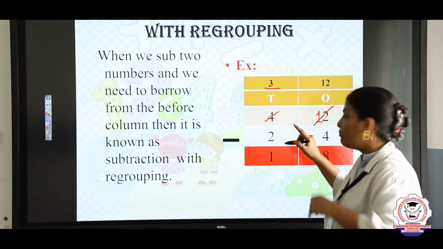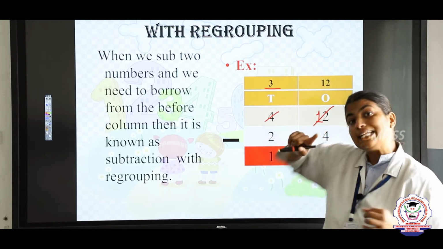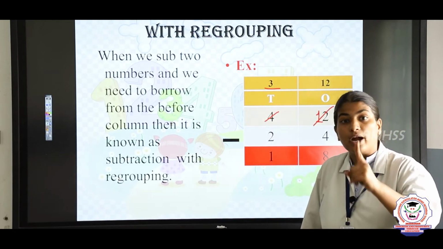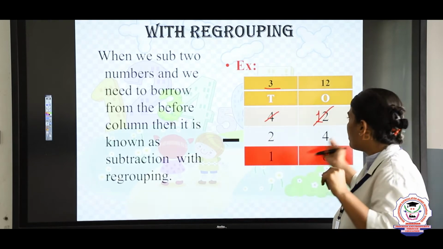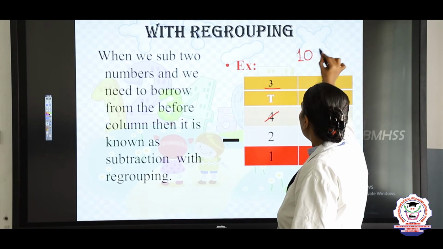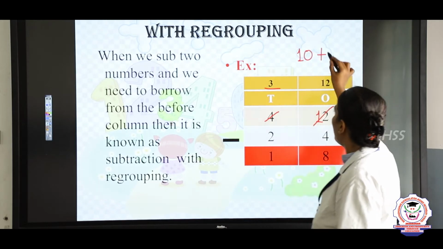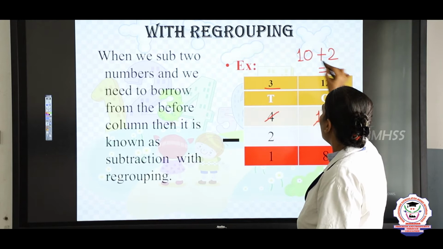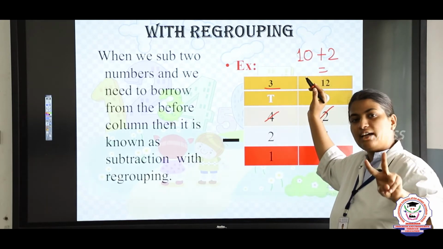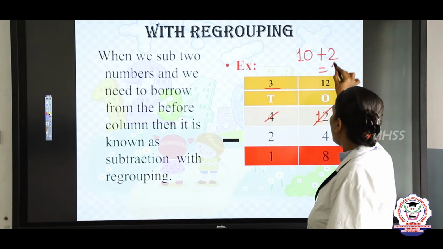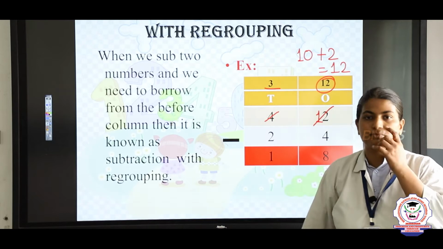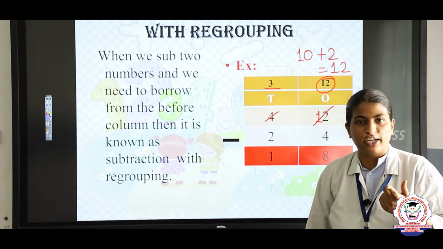So, you are borrowing 1 ten to the ones place. How much are you borrowing, children? You are borrowing 1 ten to the ones place. So, you have 1 ten here, and in the ones place how much do you have? You have 2. So, when you add 10 plus 2, 10 in the mind, 2 in the fingers, 10 after, 11, 12. So, the answer is 12. That is why we are writing 12 here. You understood why we are writing 12, children?